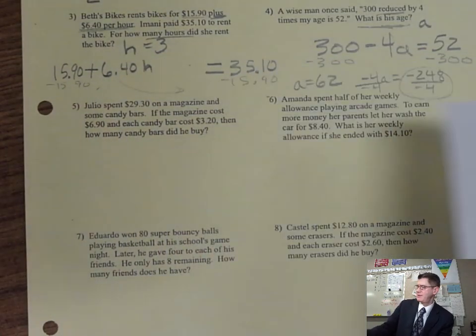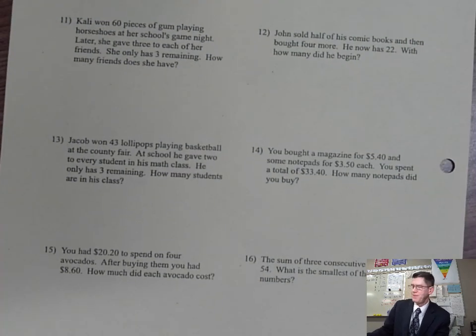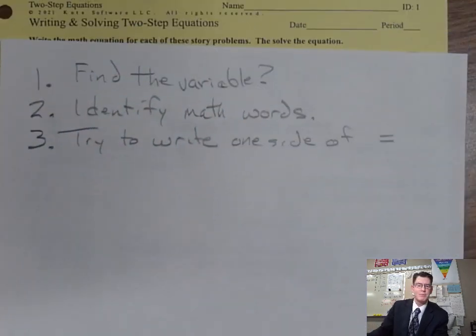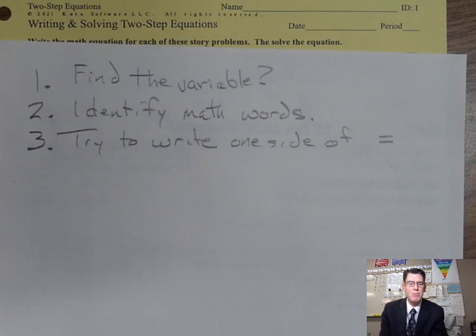What have we got here? 16. On these 16 problems, at least try to do one of these items on each of the problems. See if you can find the variable on each of them. Then go back and see if you can identify the math words on some of them. And then see if you can write one side of the equation on just a couple of them.